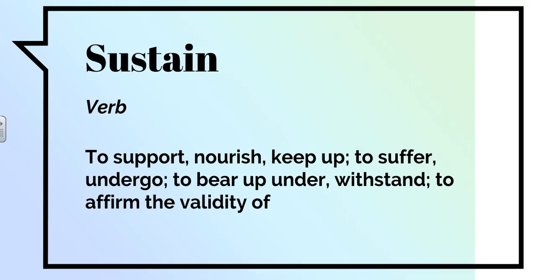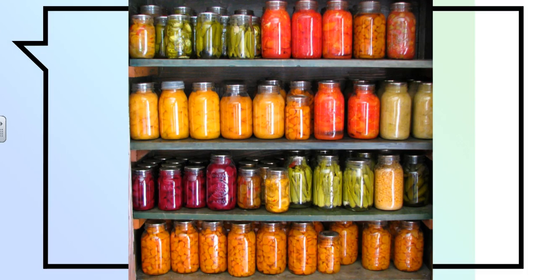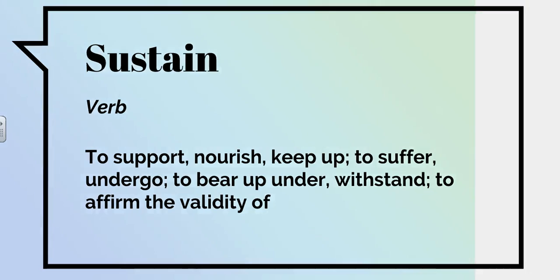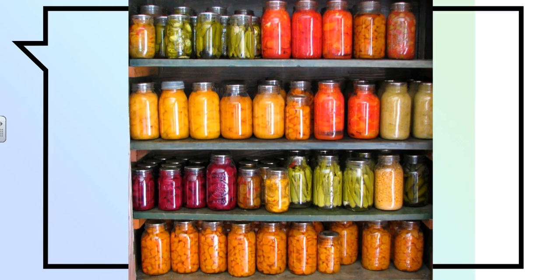Your final word is sustain. Sustain is a verb and it means to support, to nourish, to keep up. A lot of people will can their own vegetables and fruits in the summertime and in the autumn so that they can sustain themselves without having to buy fruits and vegetables out of grocery stores. So it's a lot cheaper for them. They can support and nourish and keep up for themselves during the winter, and they can eat their own products and they don't have to rely on other people. So they are self-sustaining. They can nourish themselves.